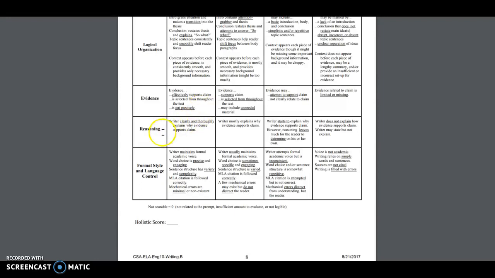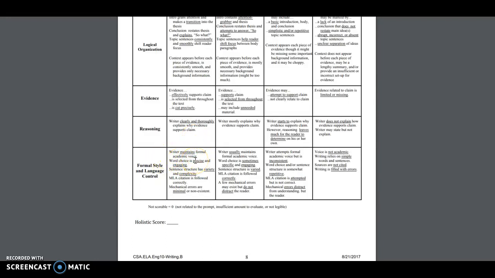All right? Reasoning. Writer clearly and thoroughly explains why evidence supports the claim. This is also, usually if your evidence suffers, if you're lacking in some way in your evidence, your reasoning is also going to suffer, and vice versa. So you need to make sure that both of these support each other. So you need to clearly and thoroughly explain why evidence supports the claim. If it helps, pretend I'm 3 years old. All right? Always tell me why. Why?